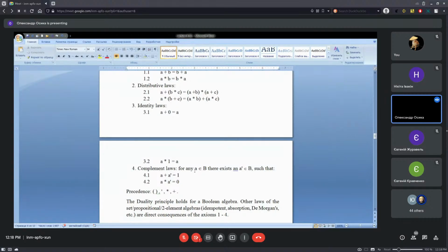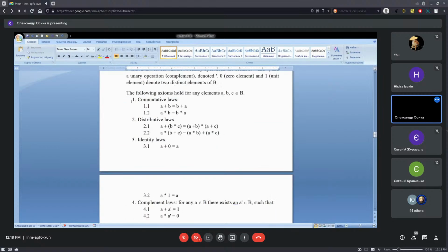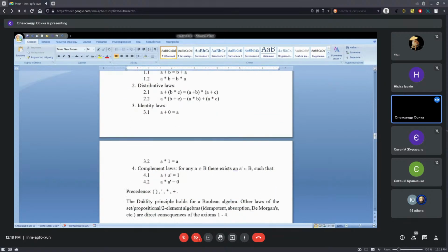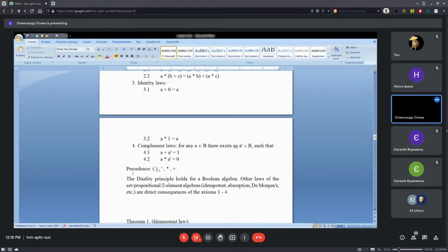So, a special element for A, such that A plus A prime is equal to 1, and A by A prime is equal to 0. Okay, so you see, I mentioned only four properties, not 11 or something as we mentioned in previous cases of Boolean algebra. Precedence: first brackets, if any, prime, multiply, plus.